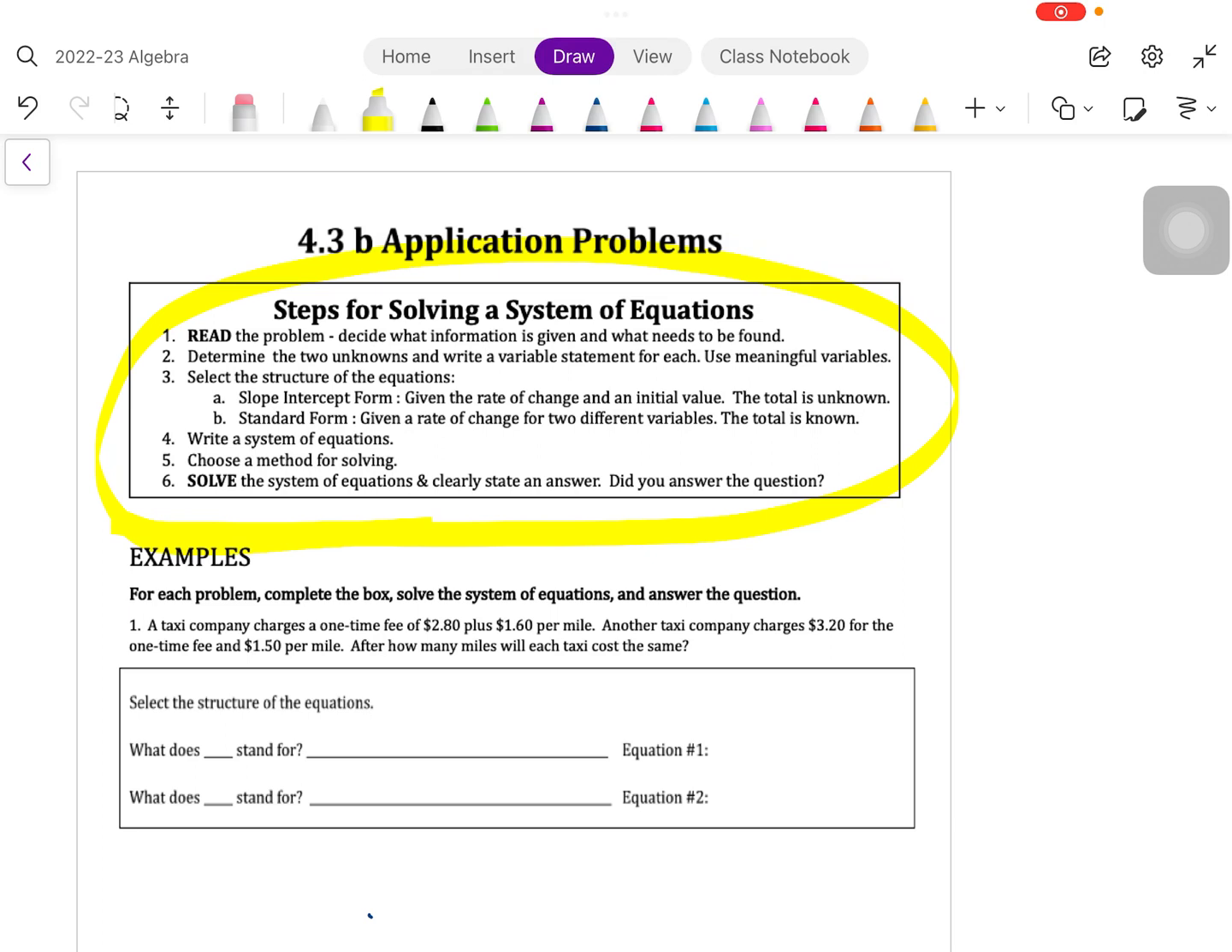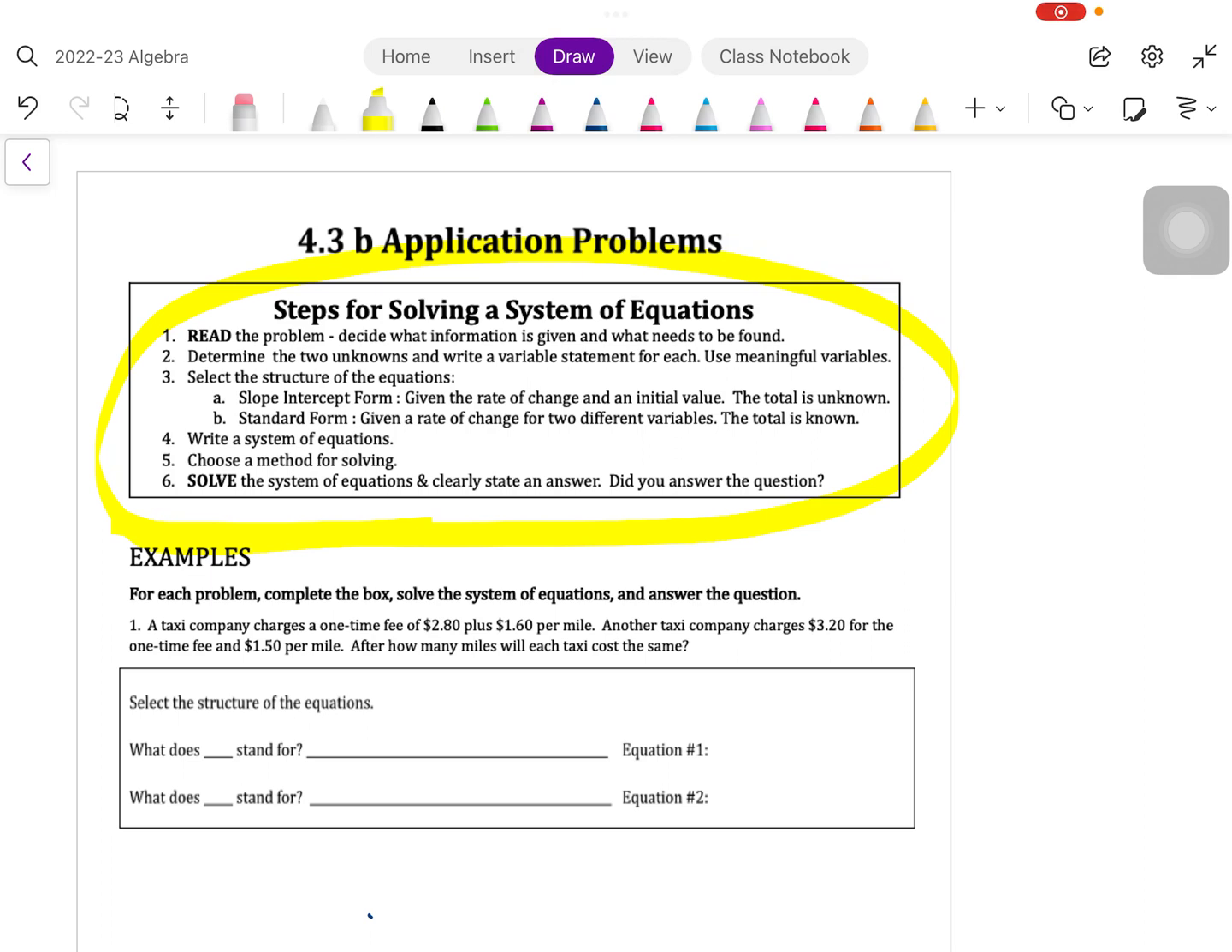So step one just says read the problem and decide what information is given and what needs to be found. So be thinking about things like, okay, what do I know and what do I need to find out? Are there any words that are telling me to add, subtract, multiply, divide? Like what information do I have?